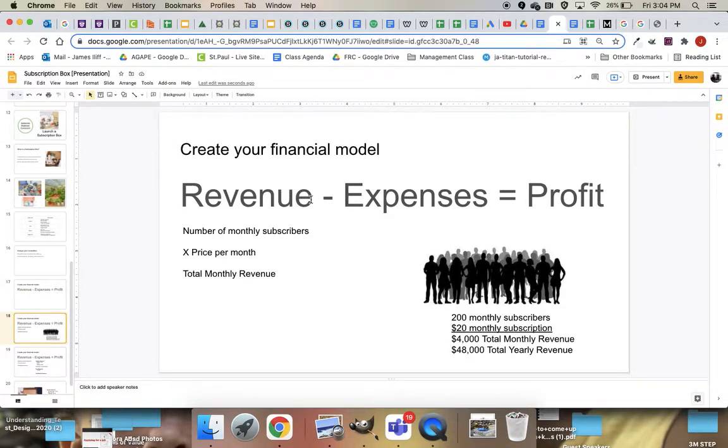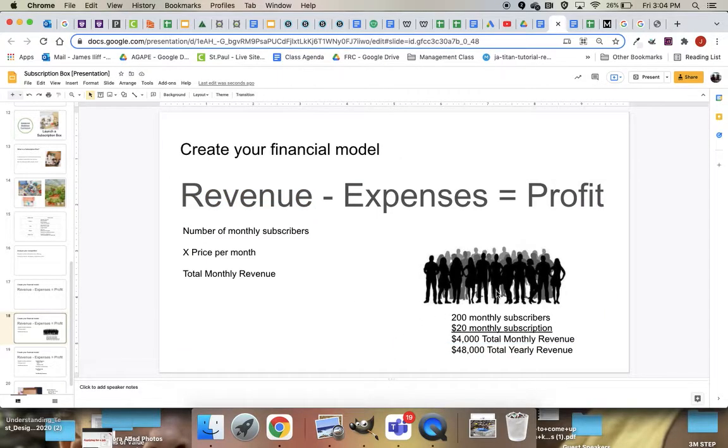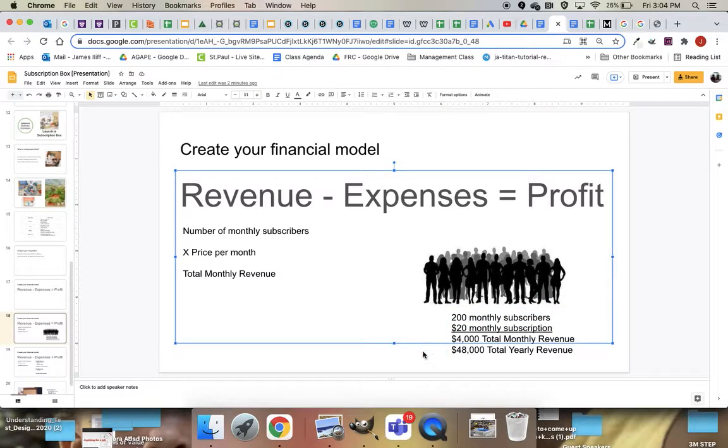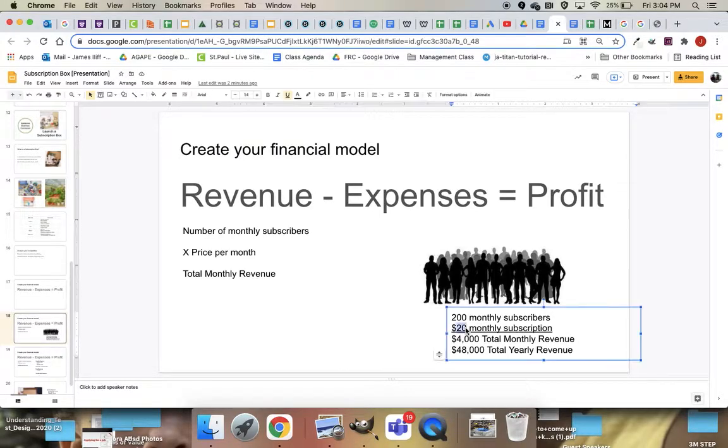Let's focus on revenue right now. That's the amount of money your company is bringing in as a result of sales. With a subscription box, let's imagine that you have 200 monthly subscribers. So these are 200 people that have signed up for your service and they're paying monthly. Well, how much are they going to pay? Let's imagine that you said, hey, my subscription box costs $20 a month for my subscribers. So check that out. We have 200 people paying $20 a month.